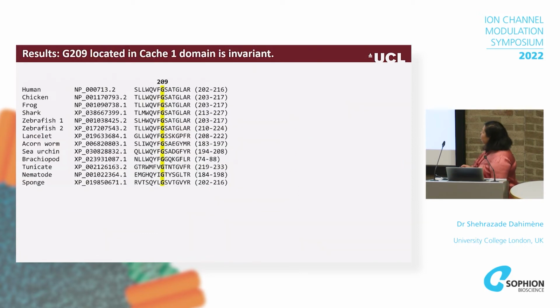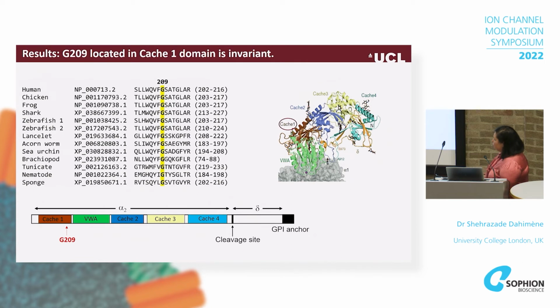For that, we did an alignment, and as you can see, this glycine at position 209 is conserved in all species shown here in alpha2delta-1. And just also to mention that it's located in the Cache 1 domain, as also shown here.